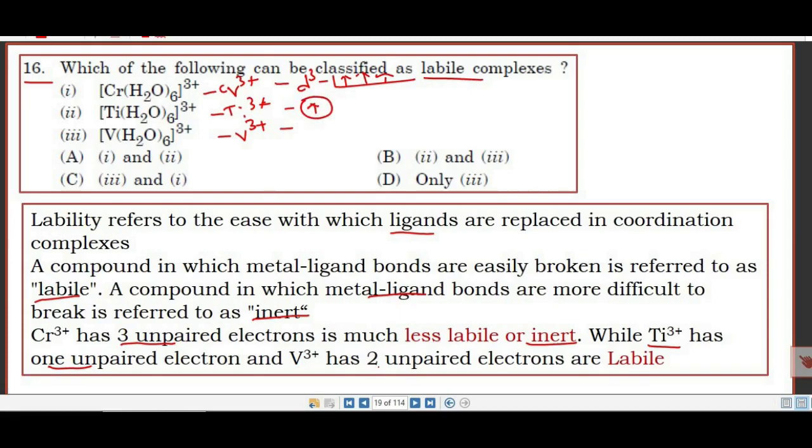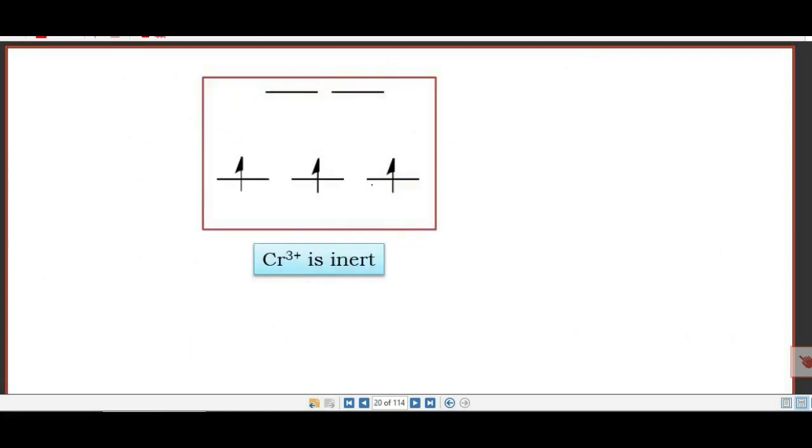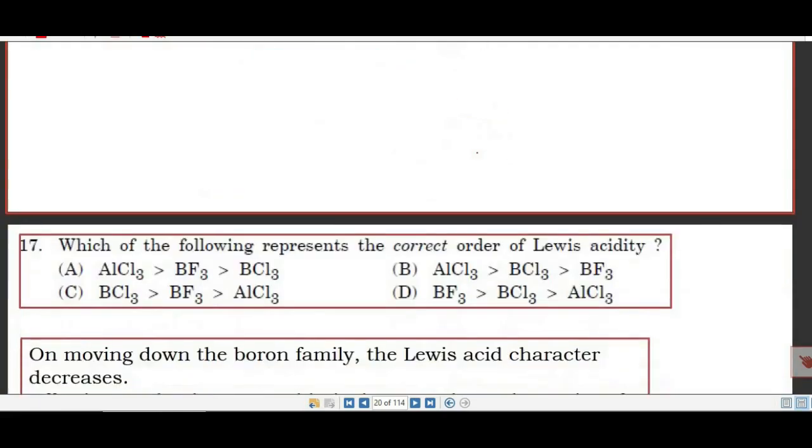And V3 plus, vanadium 3 plus, has 2 unpaired electrons. It is also more labile. So this is labile, this is also labile, whereas this is inert. Hence here, option B is correct. Ti3 plus and V3 plus are labile, and chromium 3 plus having D3 electrons is inert. Exchange of ligand is very difficult.